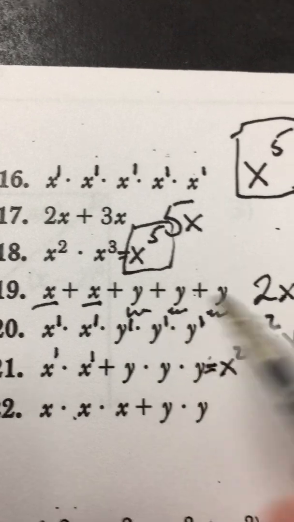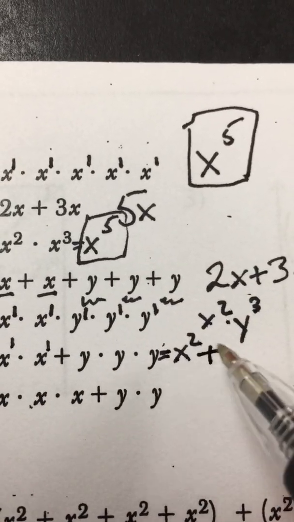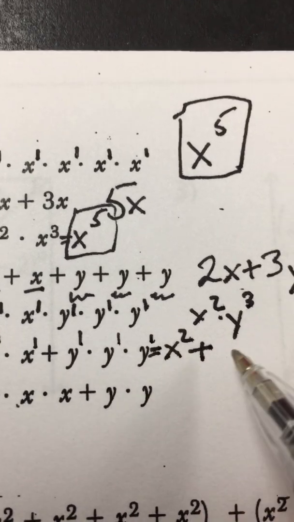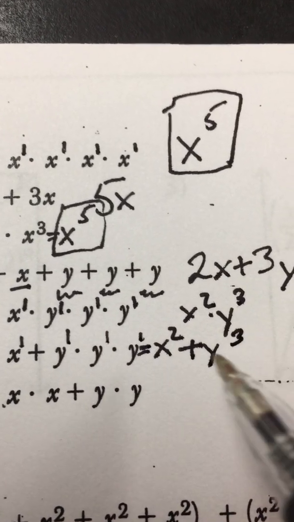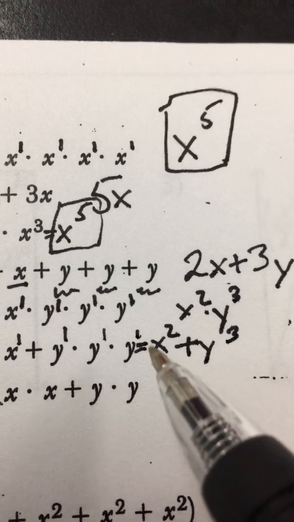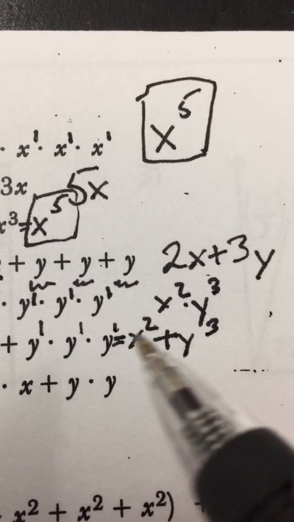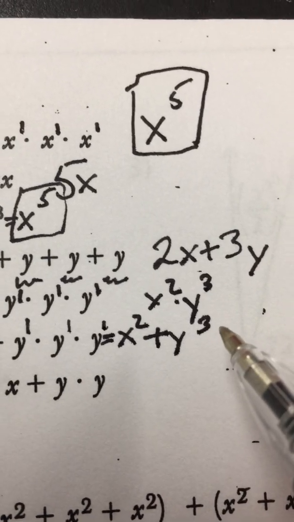Okay, so that one's x squared plus. And then when I multiply my y's together, I've got a 1 plus a 1 plus a 1, so this is y to the third. So this is x squared plus y to the third. If I'm adding, they have to be like terms. Are they like terms? No, they're not. So that's as far as you go. X squared plus y to the third is the answer to that one.